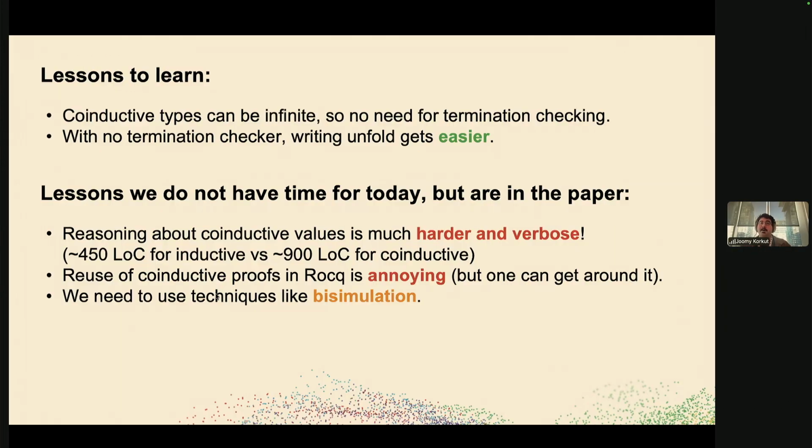Lessons that we don't really have the time for today, but are in the paper, is reasoning about coinductive values is much harder and more verbose. Our proofs about coinductives take about twice as long as our proofs for inductives. And reuse of coinductive proofs in Rocq is annoying, but one can get around it. There are a bunch of methods that we mention in the paper, but we don't actually use them. But for some kinds of reasoning, you also need techniques like bisimulation, which we also explain in the paper.